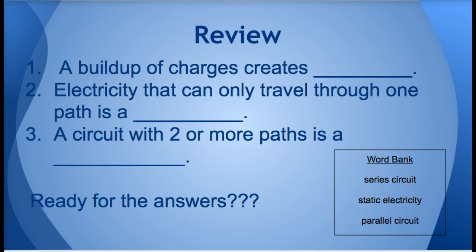Time for a review. Let's check what we've already learned. Ready? Hint: use the word bank on the slide to help you. Question 1. A buildup of charges creates. Question 2. Electricity that can only travel through one path is a. And question 3. A circuit with two or more paths is a.